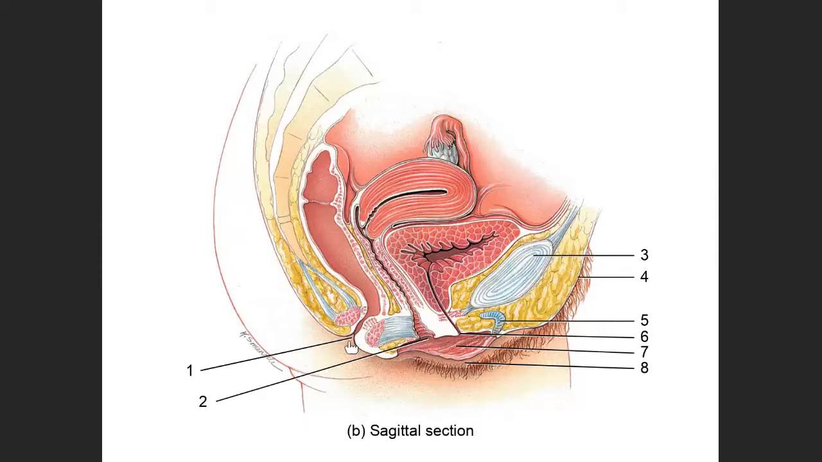Number 1 is the anus. Number 2 is the external vaginal orifice. Number 3 is the pubic symphysis. Number 4 is the mons pubis. Number 5 is the clitoris. 6 is external urethral opening. 7 is labia minora, and 8 is labia majora.